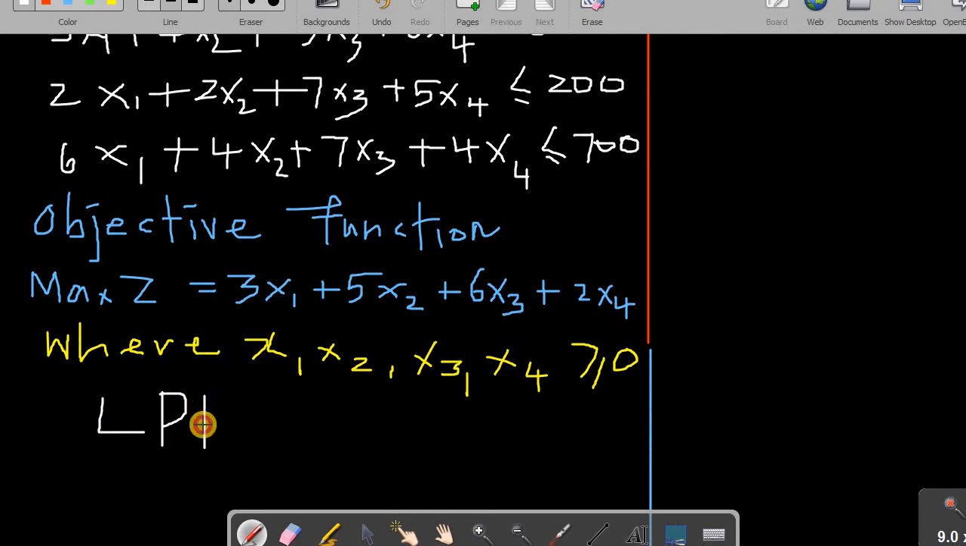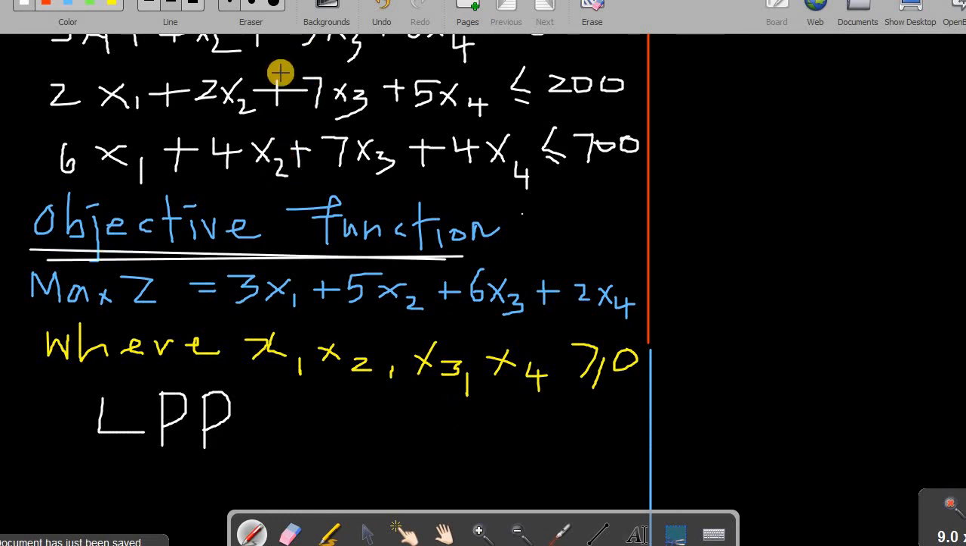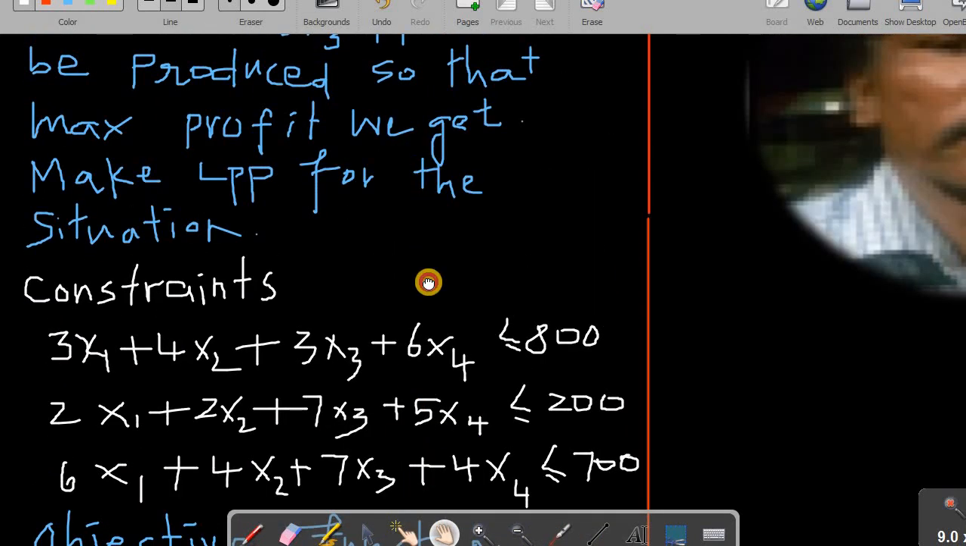So a linear programming problem consists of the objective function, the feasible condition, and these constraints. These are very, very important for us to understand. With that we can get to the formulation of the LPP problem. This is how the LPP problem can be derived.